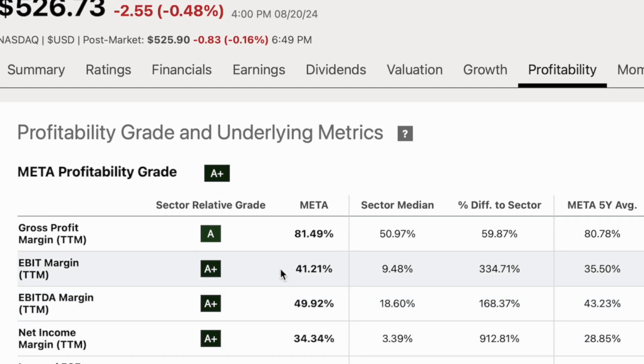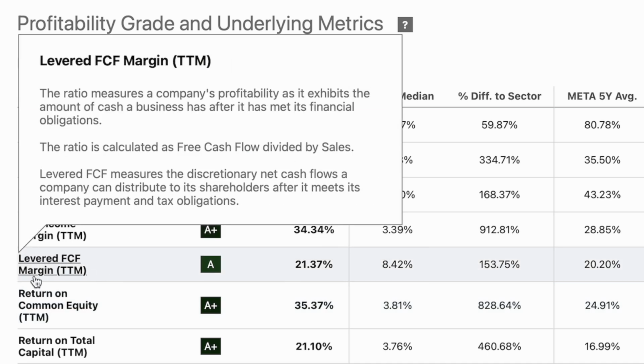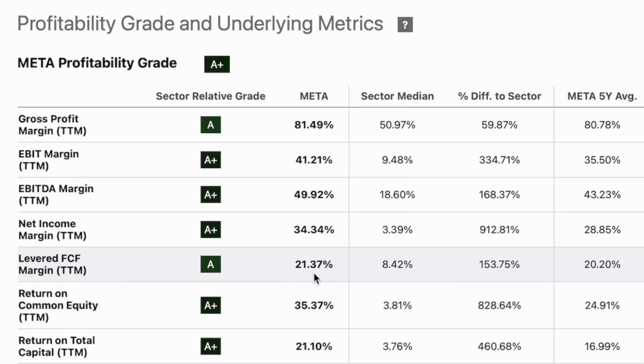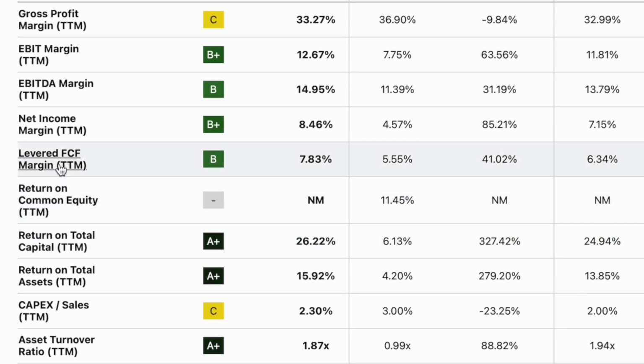And you can see the difference if we go to the profitability tabs on Seeking Alpha. You can see that the levered free cash flow margin for Meta is 21.37. And if we go to Lowe's real quick, we can see that their free cash flow margin is 7.83.